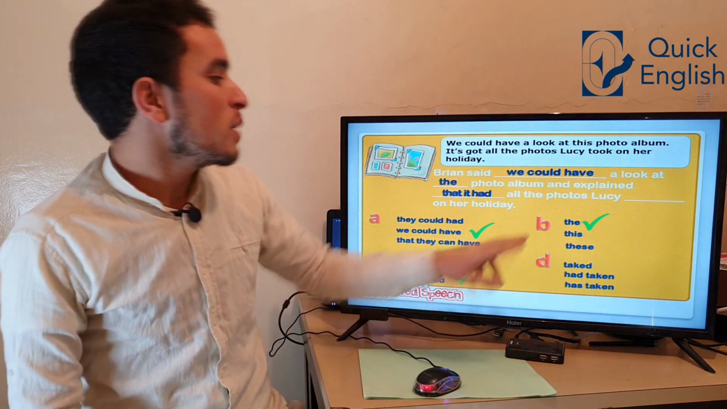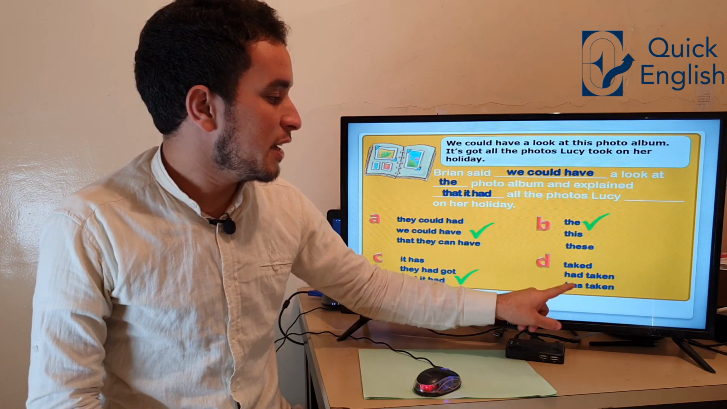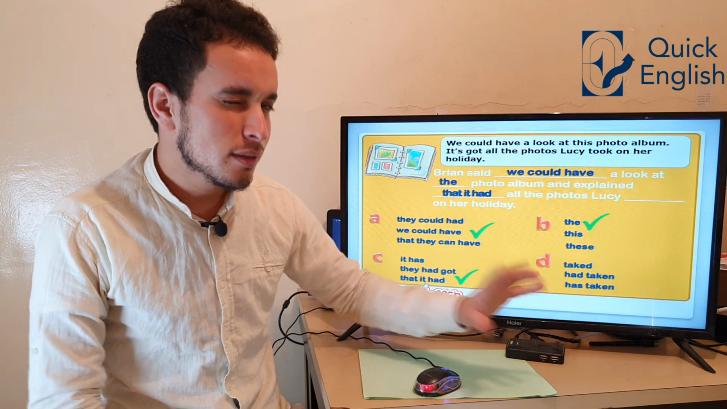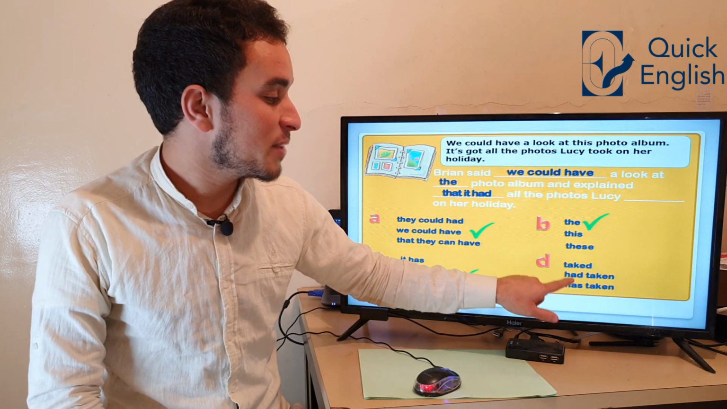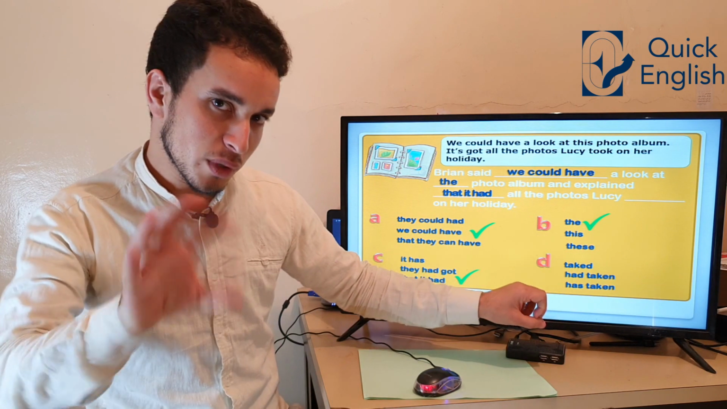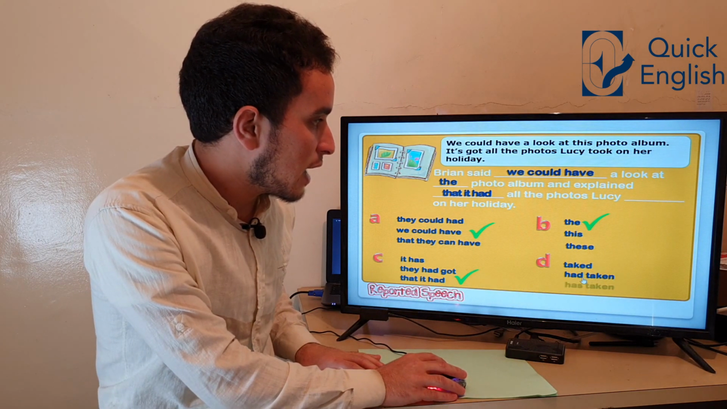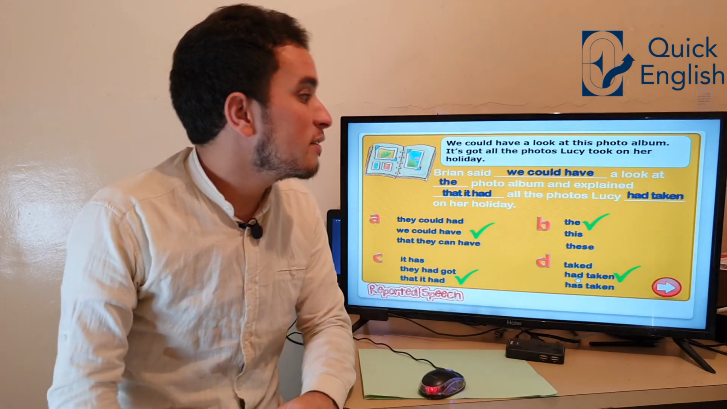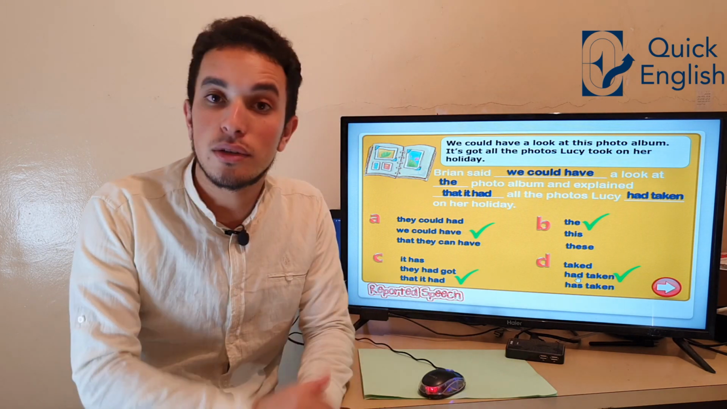All the photos Lucy took on her holiday. So all the photos Lucy taked, or had taken, or has taken. Taked is not correct, because that's not the right form of the verb to take in the past. Had taken or has taken. Of course, we can't use the present. This is the present perfect and this is the past perfect. And the rule, as we said, is we go back in time. So we need the past perfect. So the right answer is had taken. So this is the sentence we get: Brian said we could have a look at the photo album and explained that it had all the photos Lucy had taken on her holiday.